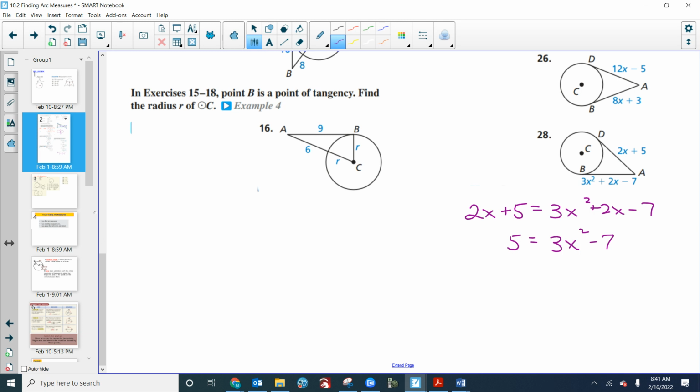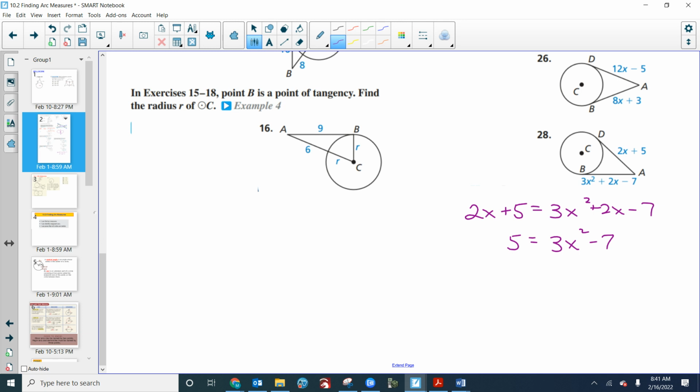Some of you are saying, I don't remember how to factor a quadratic. You don't have to, okay? Because the x terms cancel out, this would be a binomial, 2 terms. If I subtracted 5 over, I would get 3x squared minus 12. Do you agree? 3x squared minus 12 equals 0. There's no x term. That's not a trinomial. We have to unfoil it.